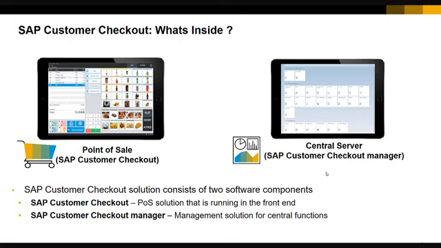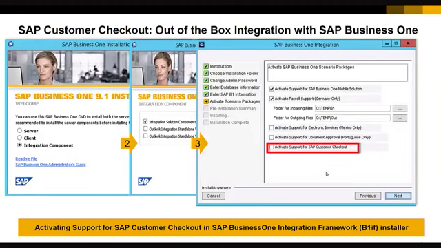This slide shows how integrated SAP Customer Checkout is with SAP Business One. Here I have put some screenshots from the installation wizard of SAP Business One. When you are installing the integration component of Business One, you get a checkbox called Activate Support for Customer Checkout. If you check this checkbox during the installation phase, then all your SAP Customer Checkout B1IF scenarios are activated. So there is no manual step left for you to do to integrate SAP Customer Checkout with SAP Business One.